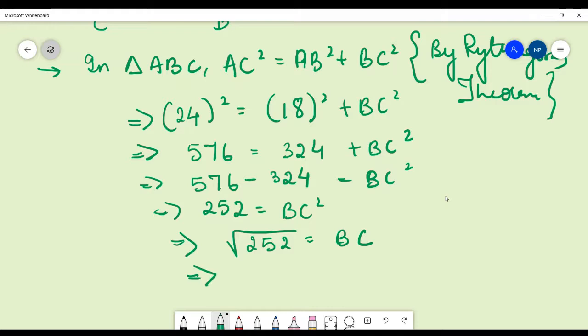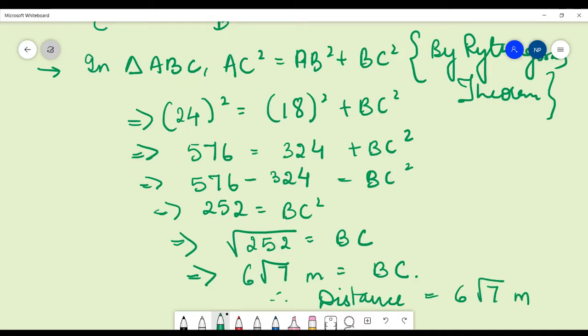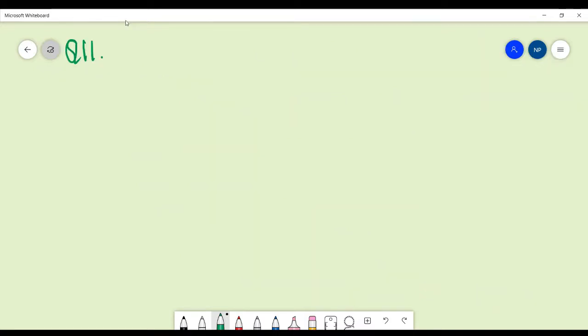Now, 252 doesn't have a perfect square root, so it will be 6 root 7 meter, which is equals to BC. Alright, that means therefore the distance is 6 root 7 meter. I hope you all have understood this, children. Let us move on to question number 11.